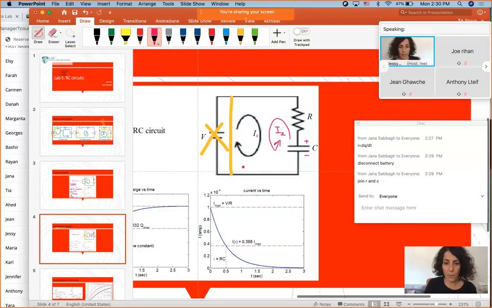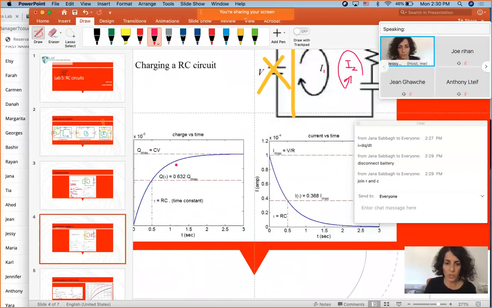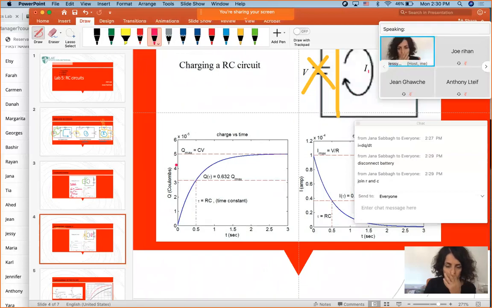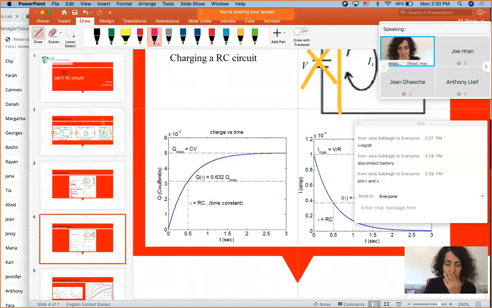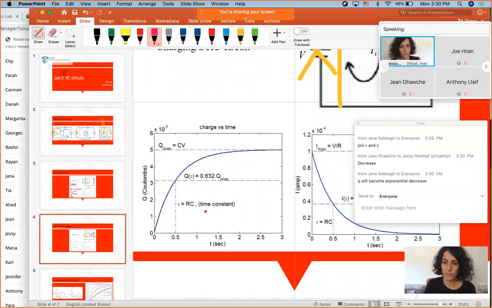Now I need help with the graphs. How do you believe the Q, charge versus time, would change? All right, it decreases. Where does it start from? Q will become an exponential decrease. It starts from 5, the maximum, because I will assume it's initially fully charged, and it will go down probably like this, down to 0.